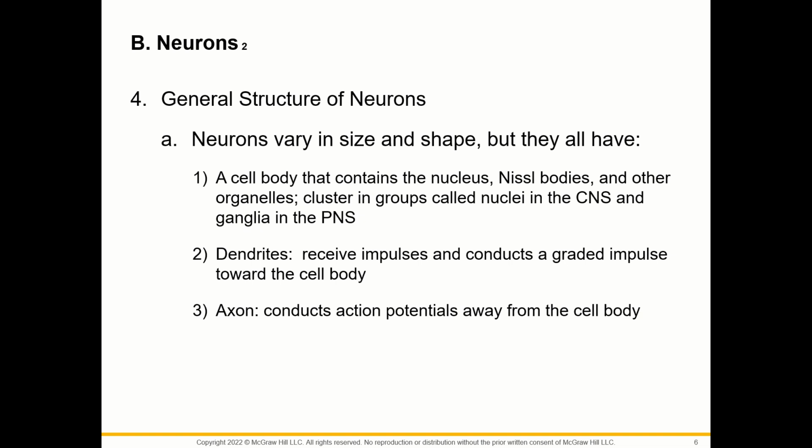Dendrites receive impulses and conduct a graded impulse towards the cell body, and the axon conducts action potentials away from the cell body. So this chapter is going to spend a lot of time talking about these types of impulses.